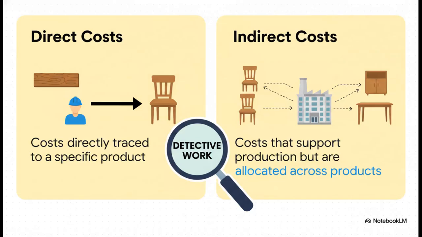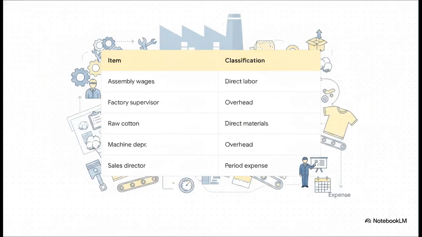It really all comes down to direct versus indirect costs. Direct costs are things we can physically and practically trace right to the product. Think of the wood in a piece of furniture or the wages of an assembly line worker. Indirect costs, on the other hand, absolutely support production, but you just can't trace them to one specific unit, like factory rent or a supervisor's salary. So the crucial point here is the detective work involved, physically tracing the direct materials and labor while allocating those indirect support costs. Let's ground this with some practical examples.